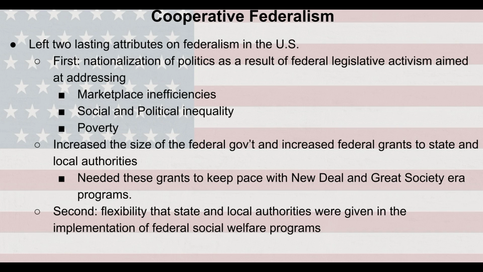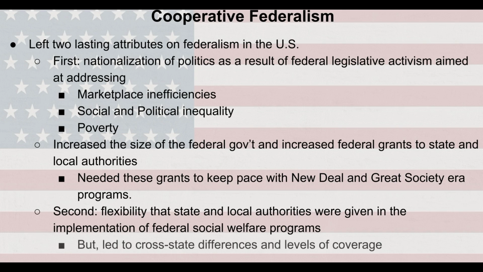The second lasting attribute of federalism is the flexibility that state and local authorities are given in implementing federal social welfare programs. So states and local governments are going to get more autonomy, more flexibility in the way that they implement these programs. But because there's going to be 50 different ways in 50 different states of implementing federal programs, we're going to see significant cross-state differences in levels of coverage.